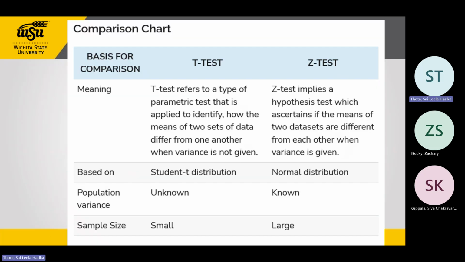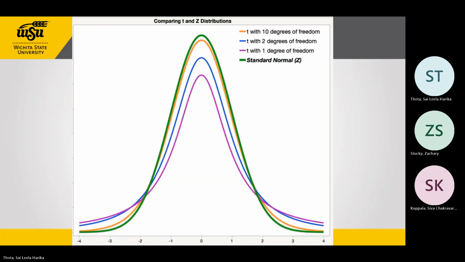Okay, so this is the comparison of the t-test and the z-test, as we discussed. If the variance is not given and the sample size is small, you are going to use the t-test. The z-test is for when you know the population variance and your sample size is large. So this is the t distribution.